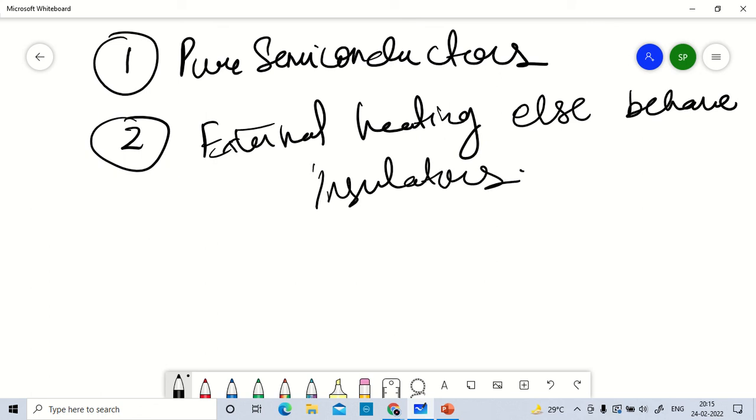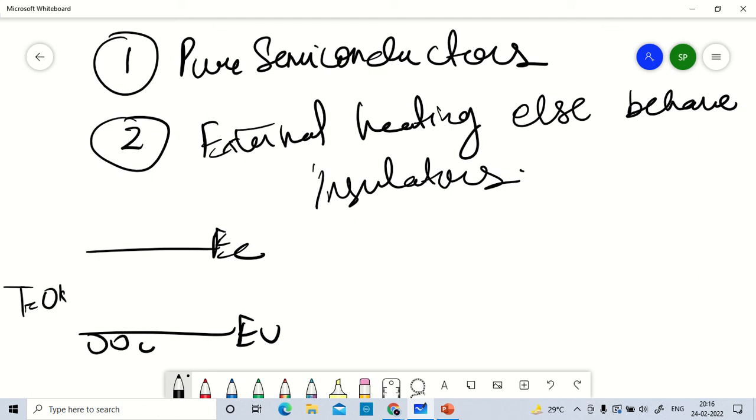So an intrinsic semiconductor will behave like an insulator at T equal to 0 Kelvin. If this is the conduction band and this is the valence band, then at T equal to 0 Kelvin the electrons are still in the valence band, nothing is going up. But the moment the temperature is greater than 0 Kelvin, thermal energy excites some electrons from the valence band to the conduction band. These thermally excited electrons partially occupy the conduction band.